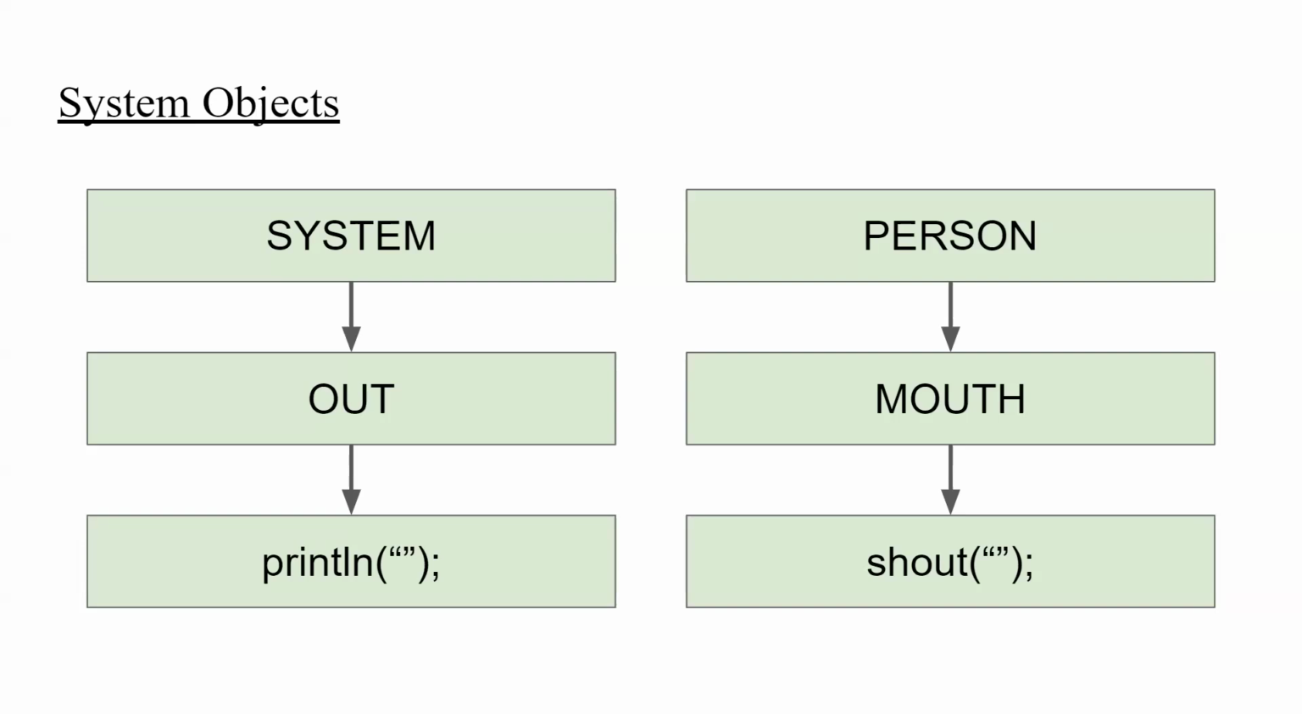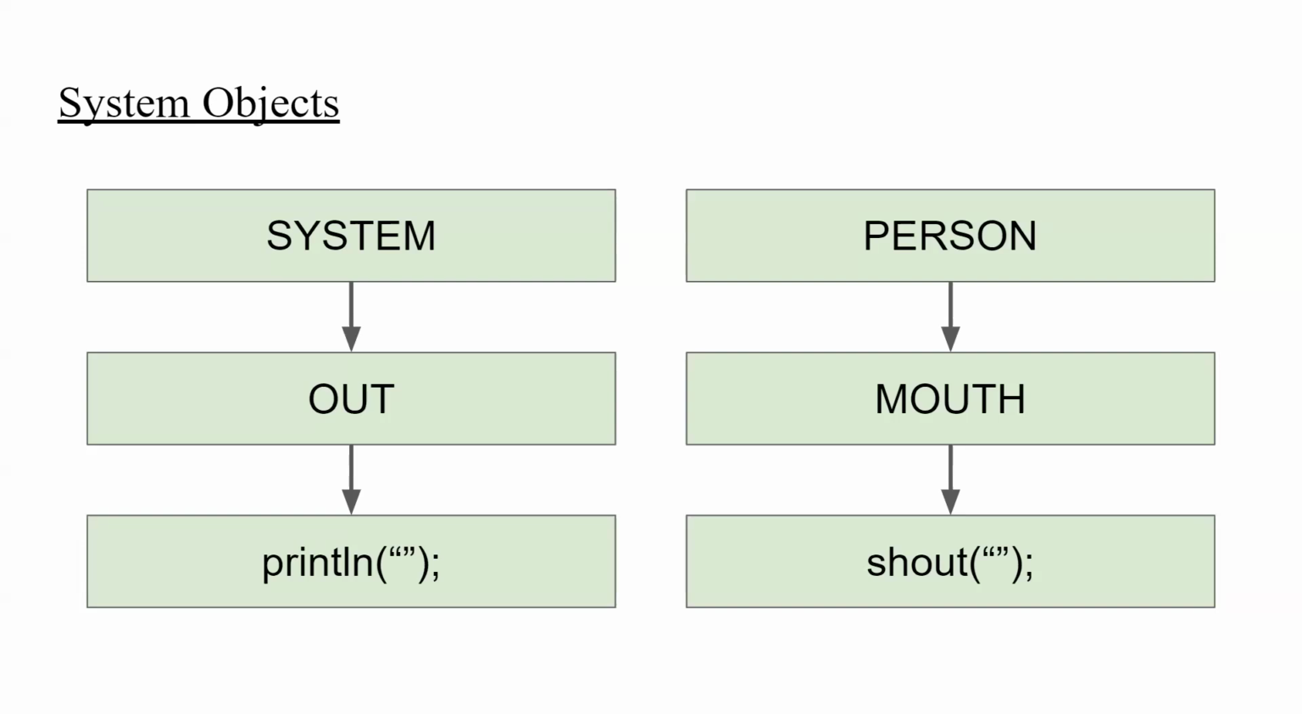It's sort of just a general use case for things you might want to call. And then you have out. This is an object which describes the output stream of the user, whether that be to a text file or to the console. You can think of this like a person's mouth. And then println is a method which allows you to output text to whatever output stream you have.